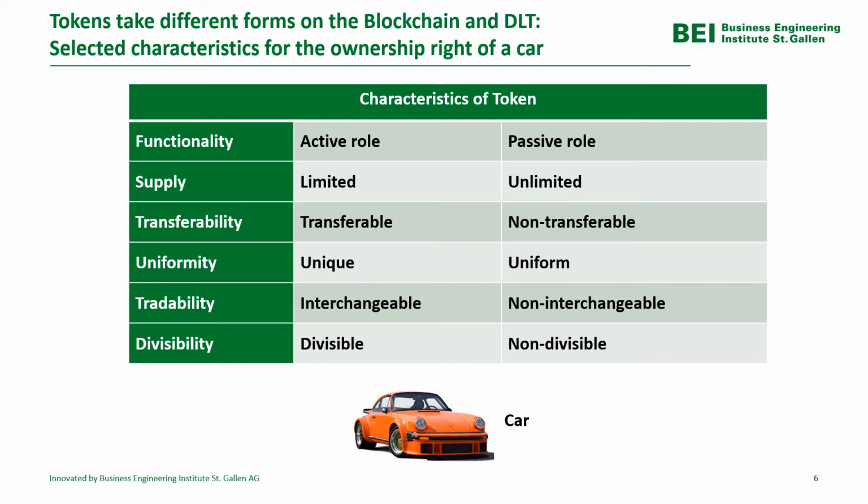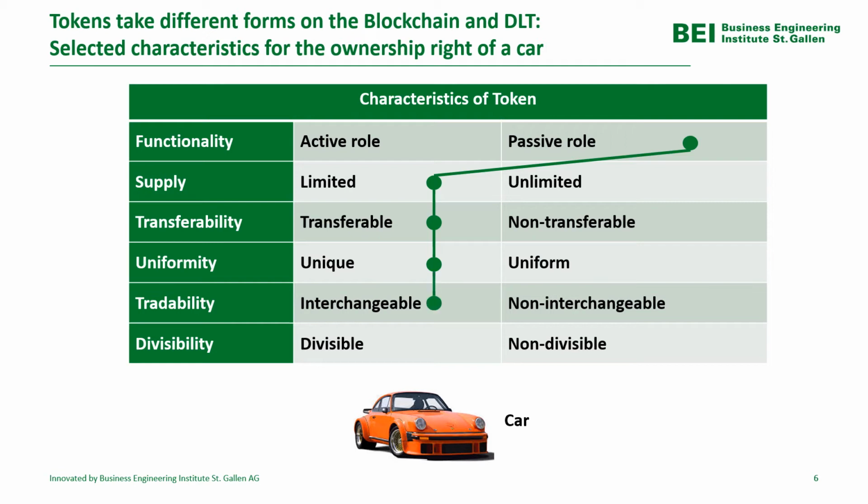Another example would be the tokenization of a car. If you want to put this Porsche 911 onto the blockchain, we have to define its functionality. The functionality is passive, because we don't want to initiate specific services or processes with this car token. The supply is also limited, because the amount of cars in the physical world is also limited. It is transferable in case we want to buy or sell it on a specific marketplace. It is, of course, unique because it is a rare collectible old-timer.